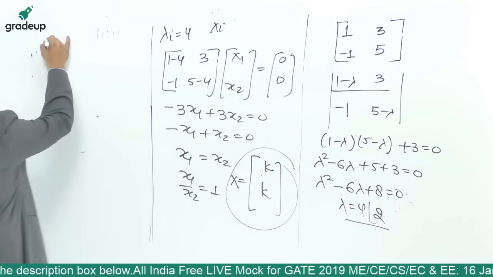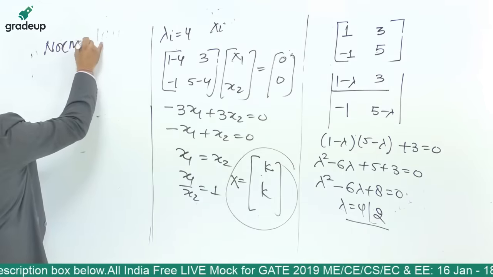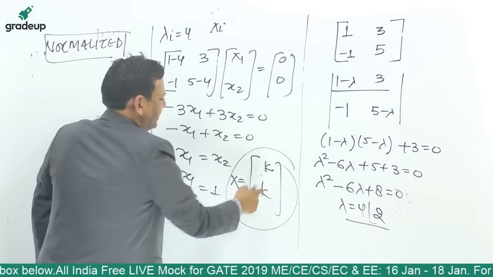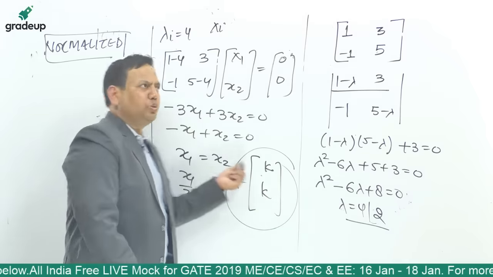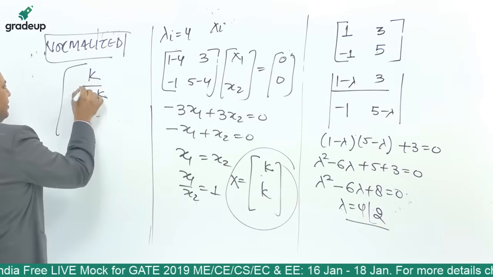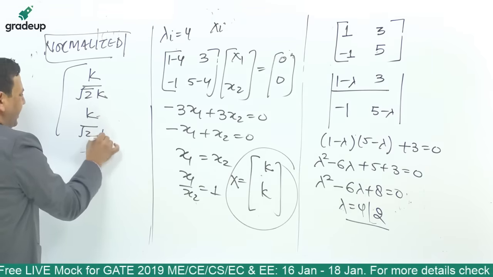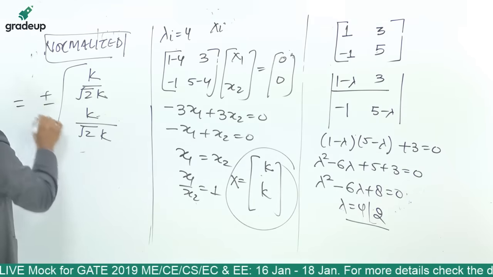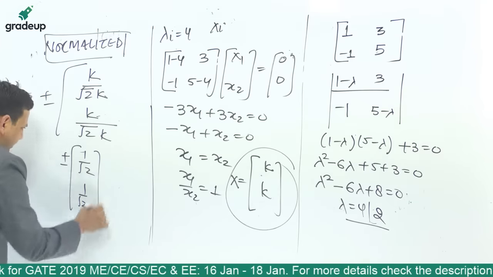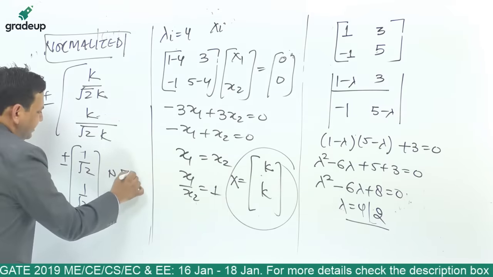Now remember, if somebody asks you to normalize, I have talked about normalizing, which means making the unit vector. What is the length of this vector? It is under root 2k. So we will say k upon root 2k, and write down the plus minus. This is 1 by root 2, 1 by root 2, plus minus. This is the normalized eigenvector.